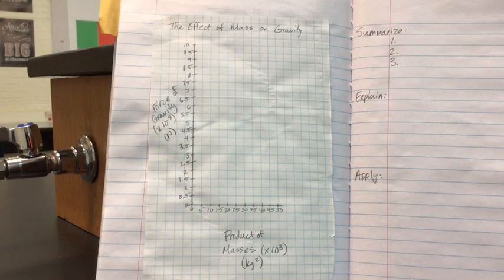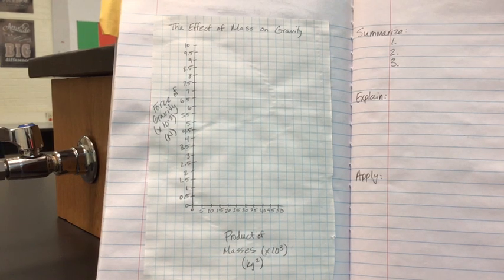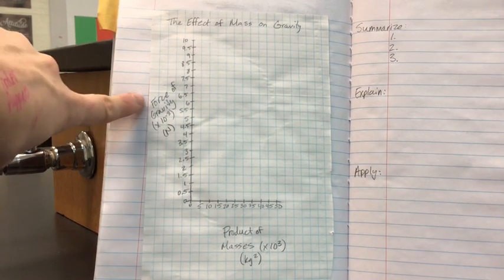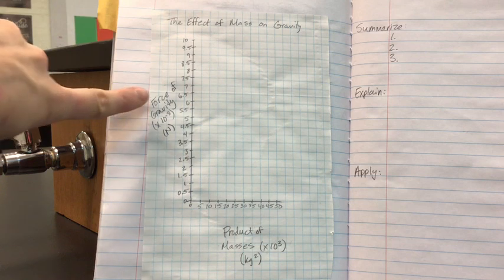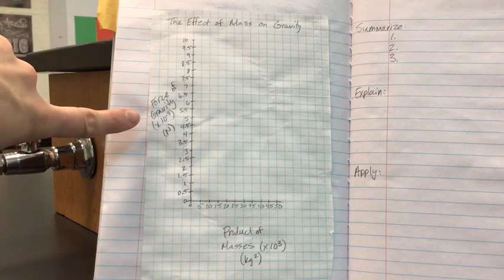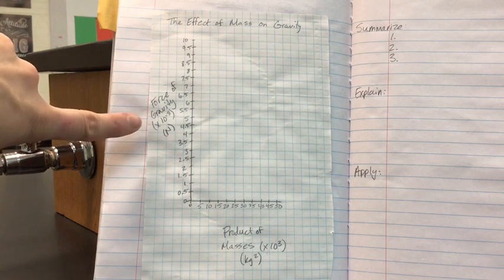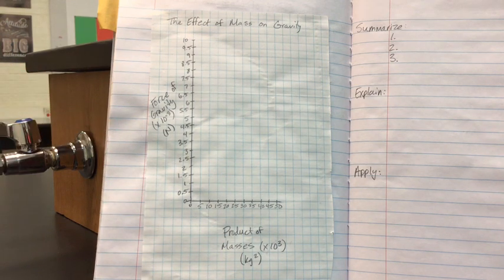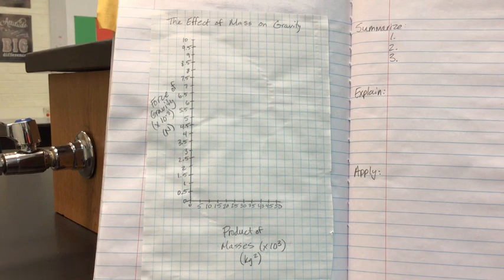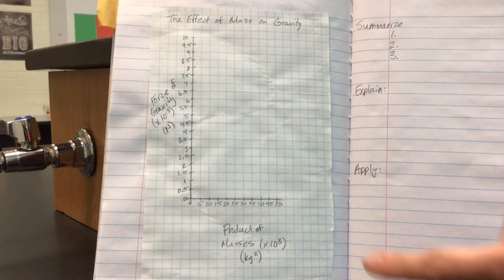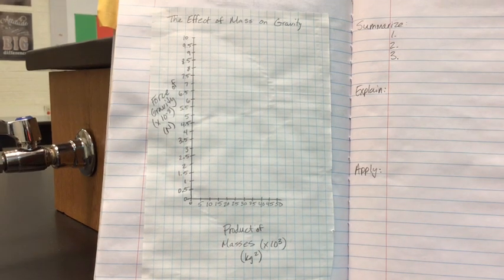All right, here's what our graph needs to look like for the effect of mass on gravity. So one thing I want you to notice over here on the y-axis is that we've got force of gravity. We made sure that we wrote in that we are multiplying those by 10 to the negative 8th. Again, that's scientific notation. It means that we moved the decimal point. And then down on the x-axis, we've got the product of the masses.